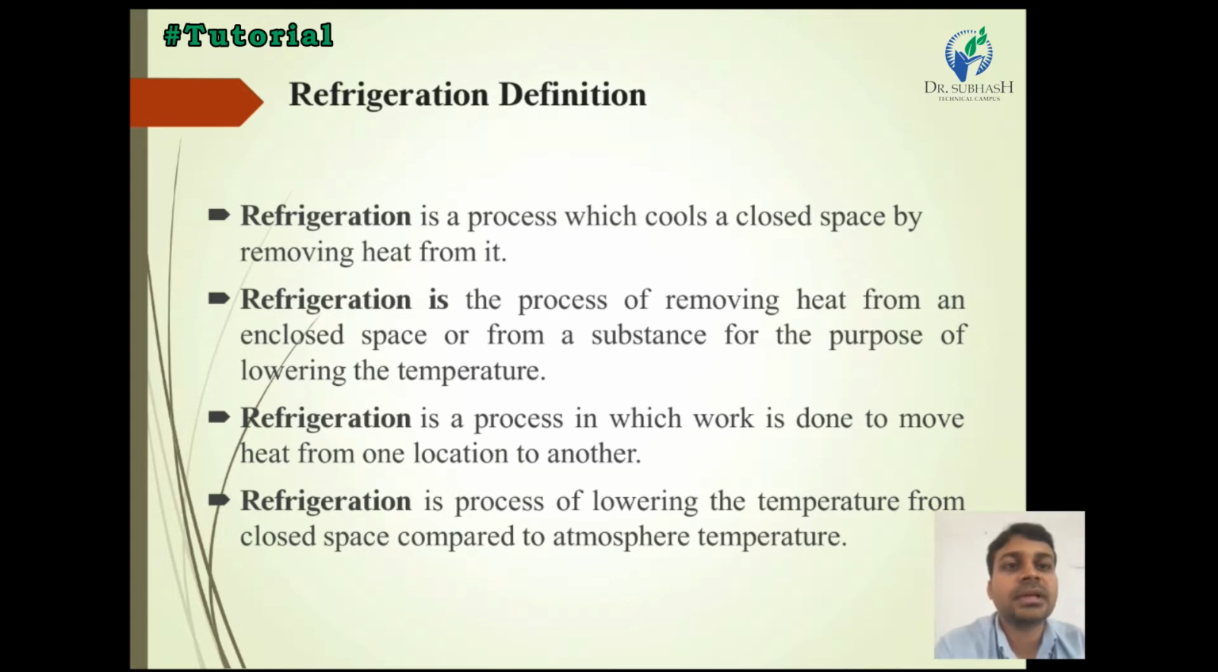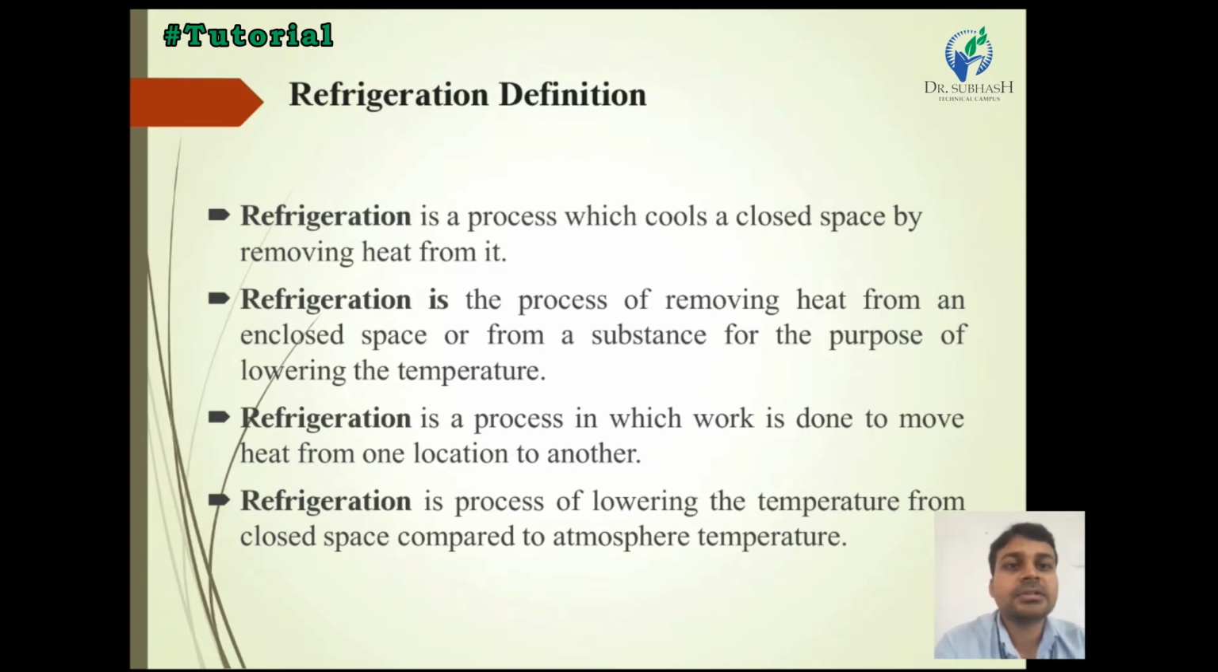In a refrigeration system, work is done to move heat from one location to another location. That means we remove heat from the enclosed space by the vapor compression refrigeration system and reject it to the atmospheric condition by a VCR system. From one place we remove heat, and that space is cooled down step by step, and we reject the heat to the atmosphere, and that space heats up step by step.